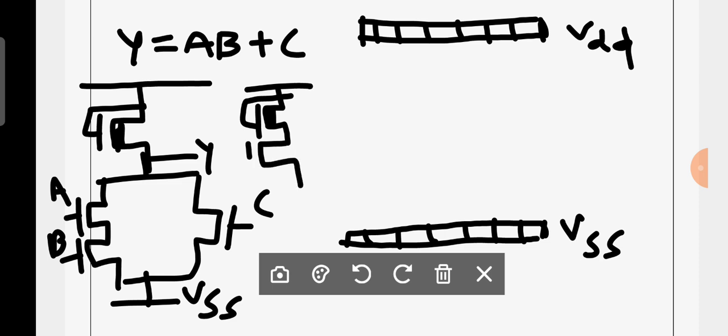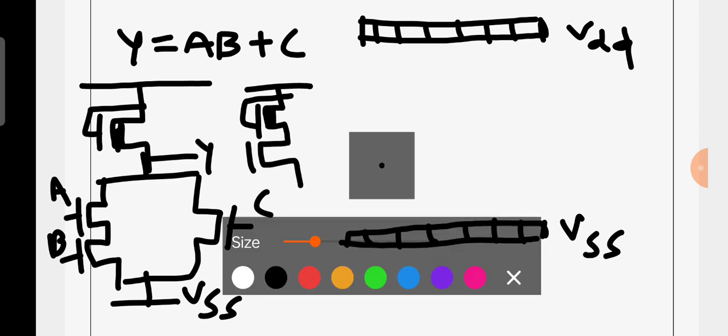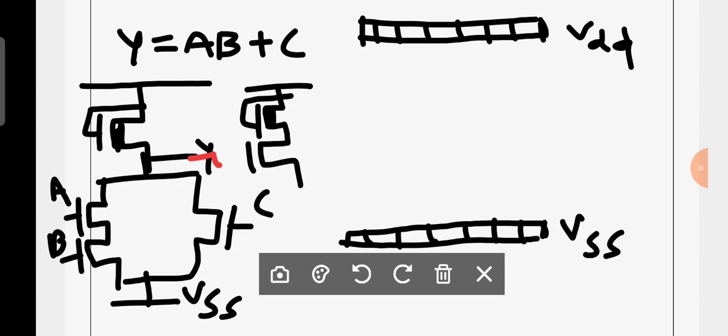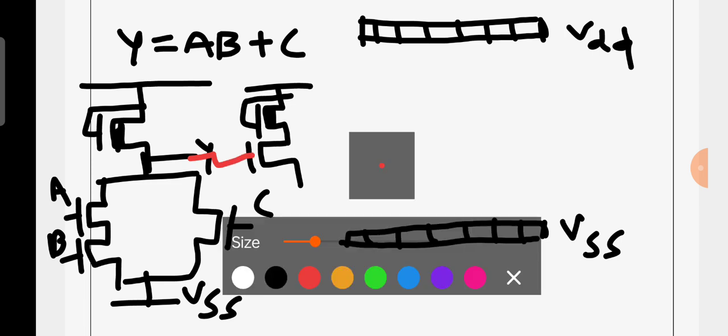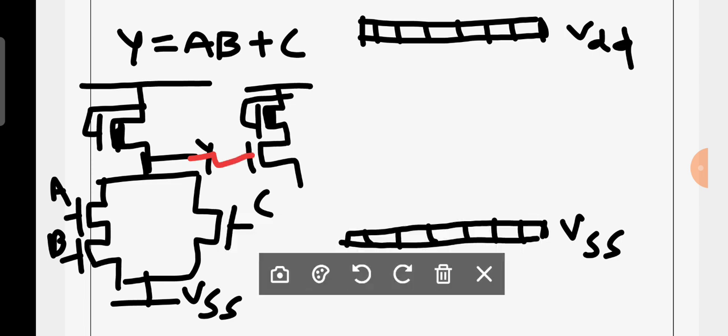You require an inverter. This output should be given as input to this. This output should be given as input to this. Is it clear? Then only this Boolean expression is satisfied. Otherwise it is not AB plus C. It becomes what? AB plus C complement.